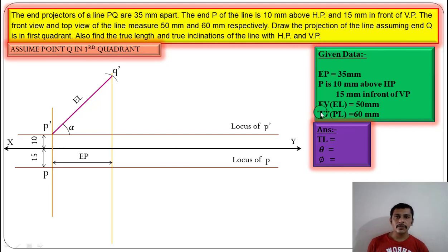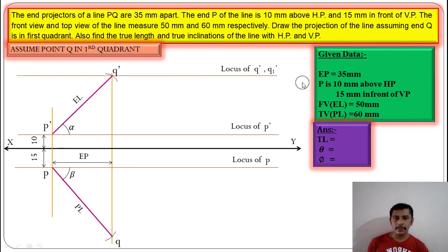Now measure the top view, that is the plan length, 60 mm on the rounder, put your rounder on P and give an arc of 60 mm on this projector. Here we will get Q. Connect PQ, which will be our plan length, and the angle of the plan length is beta. Now draw the locus of Q dash and Q1 dash, and the locus of Q and Q1, because we will get Q1 dash on this locus and Q1 on this locus.